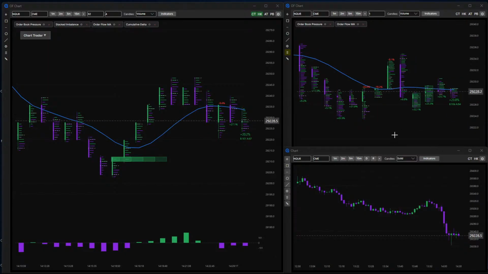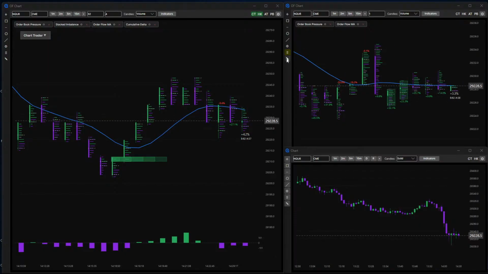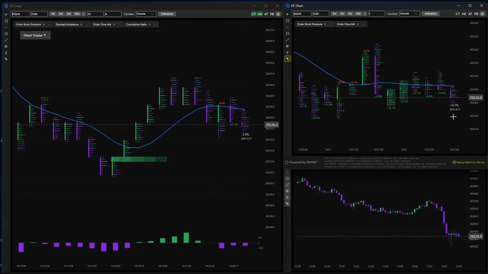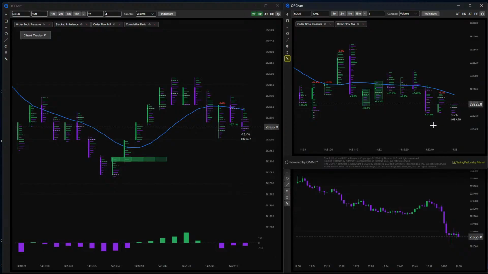All right. So the order book pressure indicator. It's basically this right here. That right there gives you the actual current bid ask plus the percentage. Is there more pressure to the upside or downside? And that gives you the pressure of it.